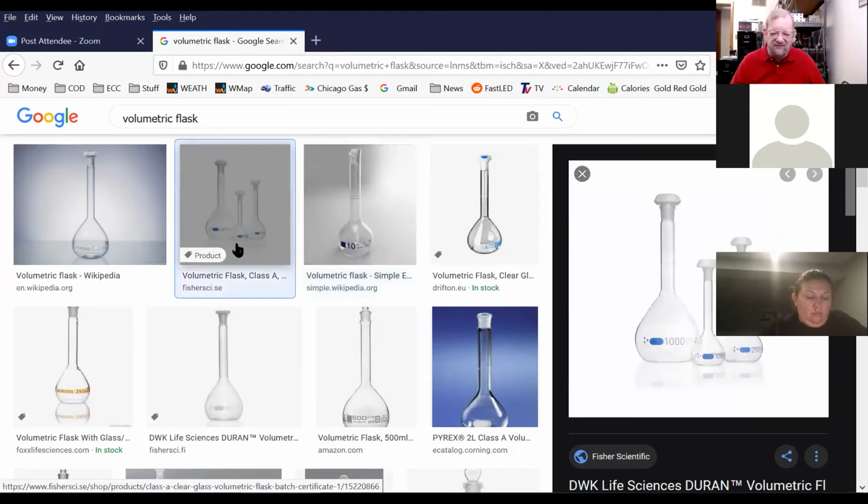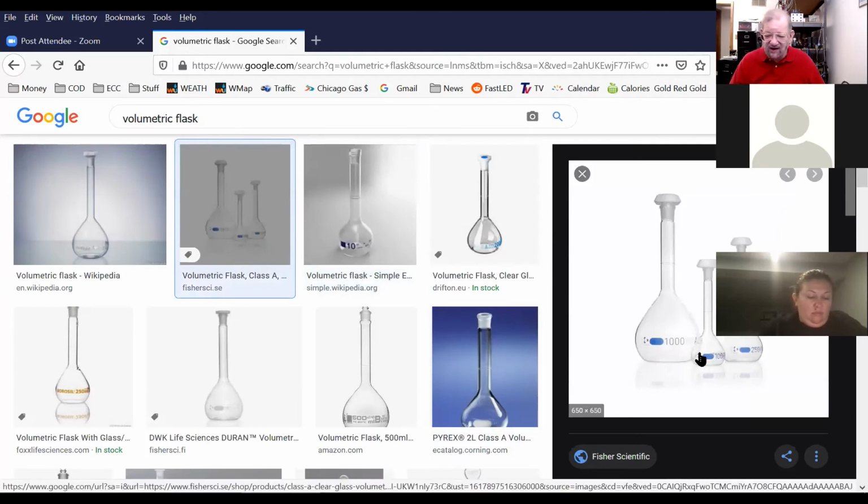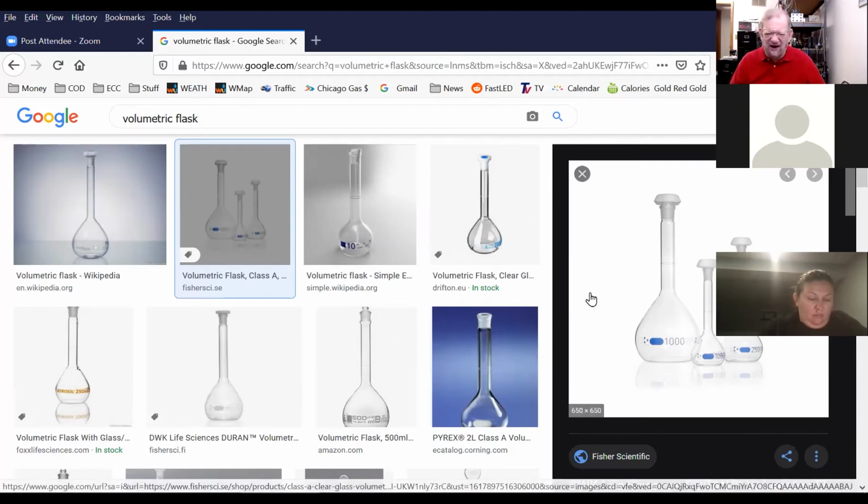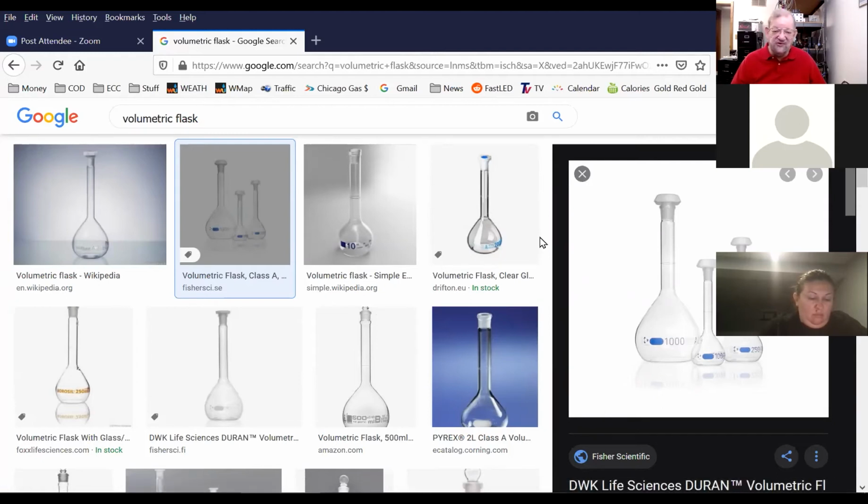Now, volumetric flasks come in different sizes. Here's a 250, 100, 1,000 milliliter. Usually they're multiples of 5 or 10. And the little ones are really cute, like a 5 milliliter. You mix it up, and you then pour this into a bottle once you've made your solution and store it. That's called making a stock solution.